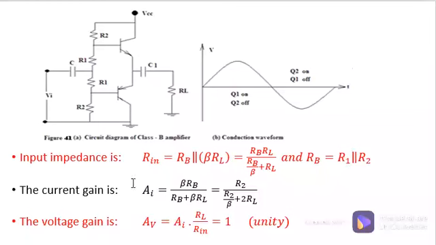So the current gain of the push-pull amplifier, that is class B, that is Ai, is equal to beta times Rb all over Rb plus beta RL. And if you remove this Rb and put the parallel equivalent of R1 and R2, you finally get R2 all over R2 over beta plus 2RL. And the voltage gain, that is Av, is equal to current gain times this. If you evaluate it, you finally get 1. That is, the voltage gain is equal to 1. The voltage output and the voltage input are the same.